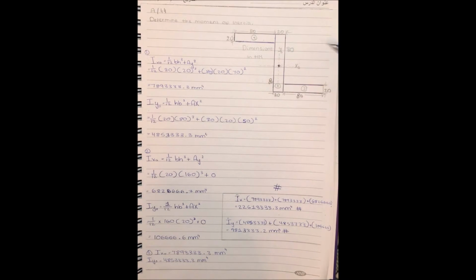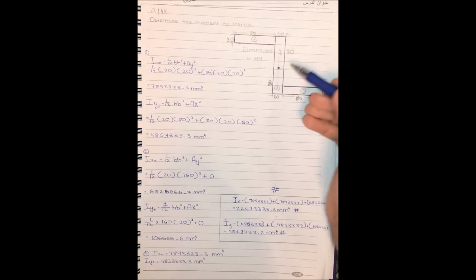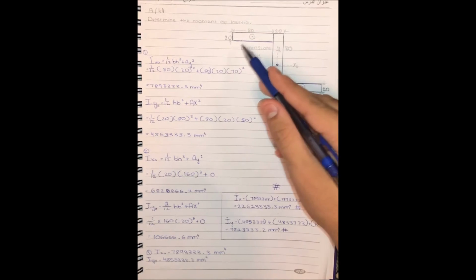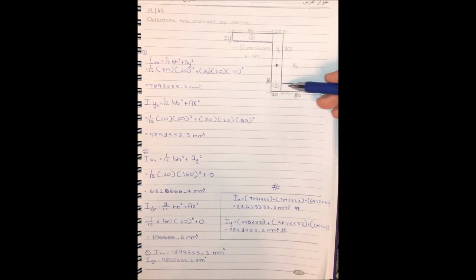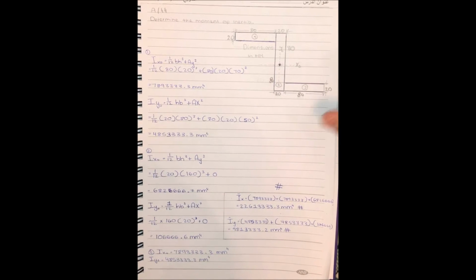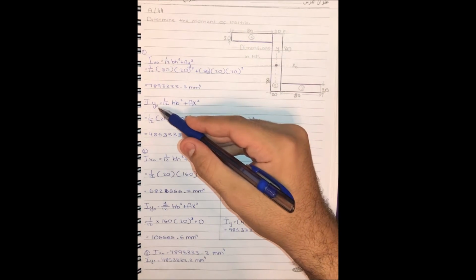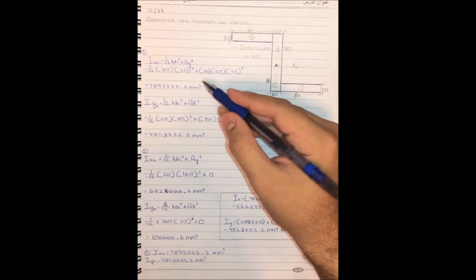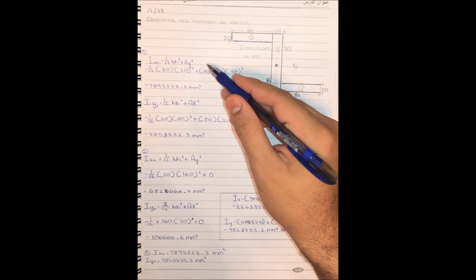Today we are going to talk about area properties. Here we have a simple example: determine the moment of inertia around this point. Here we have three rectangles. This is the first one, this is the second one, and this is the third one. For each rectangle you have to calculate Ix naught and Iy naught. These laws you can find at the end of the book.